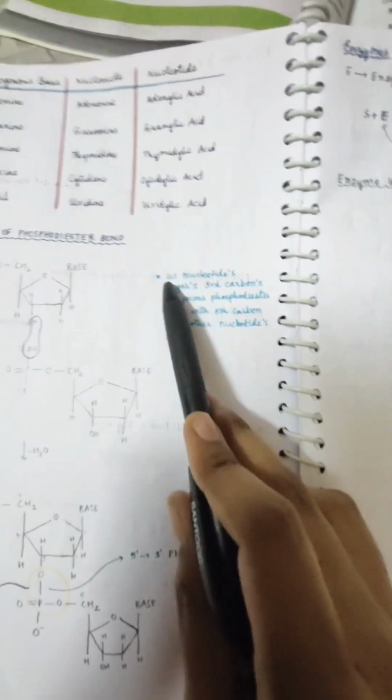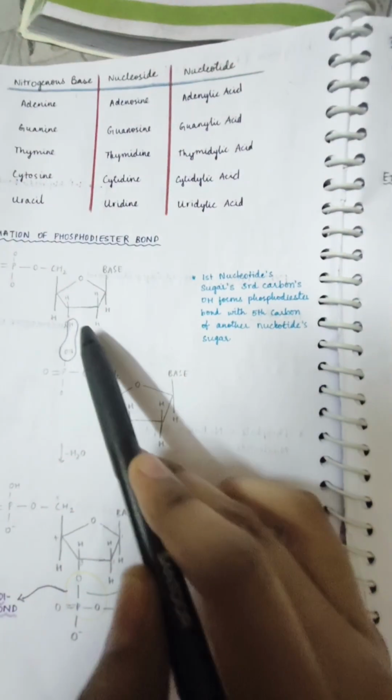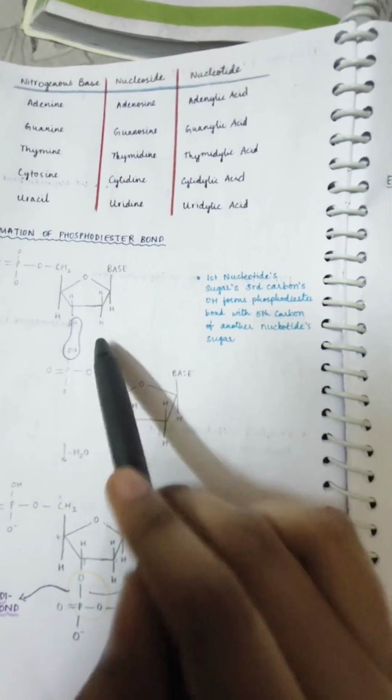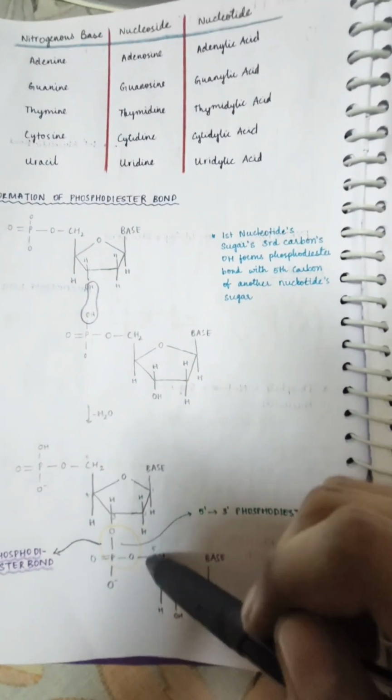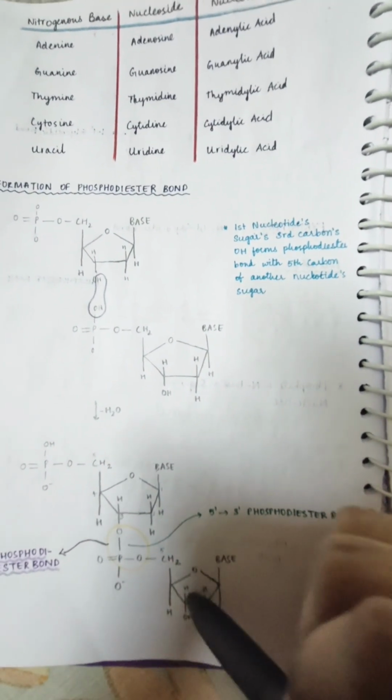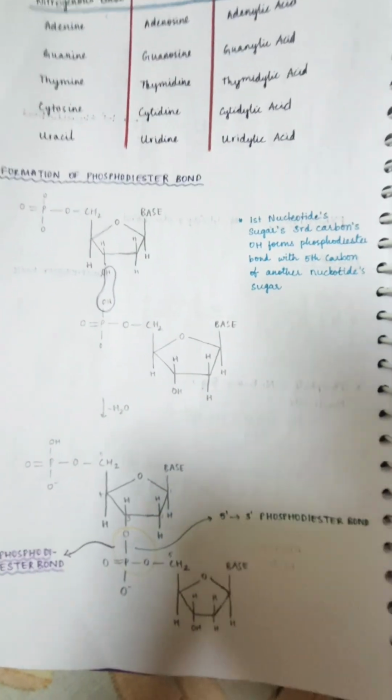And look at this NCERT slide. The third carbon's OH of the first nucleotide's sugar forms a phosphodiester bond with the fifth carbon's phosphate of another nucleotide.